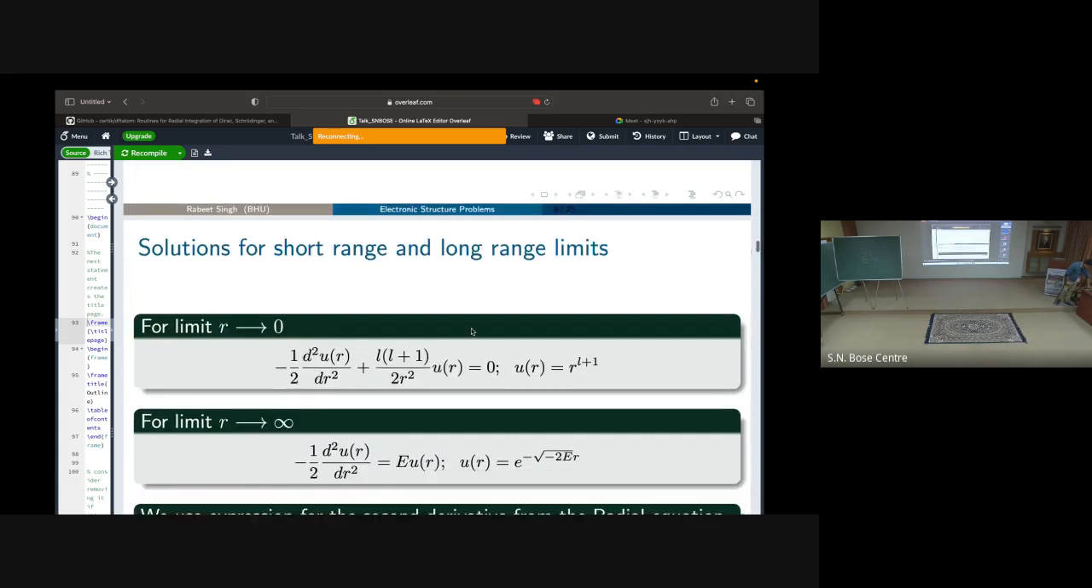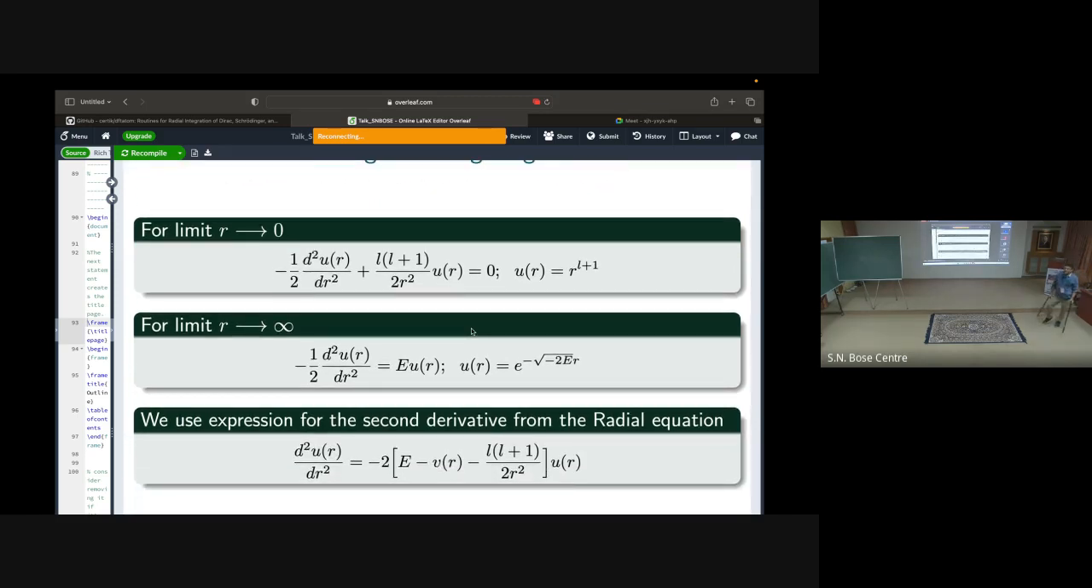So these are the two limits. Whenever you go to the r goes to 0 limit, the dominant term will be l(l+1) upon r square, right? And this equation can be solved analytically. What is the solution? The solution will come as r to the power l, and for u, it will come as r to the power l plus 1, because u is r times R. Now you can see if l equals 0, then definitely that term is already 0, right? And if l equals 1, then that problem will never come, because l(l+1) is 2, so these two will cancel out. So that problem will not come.